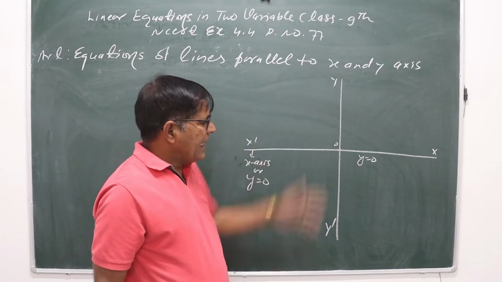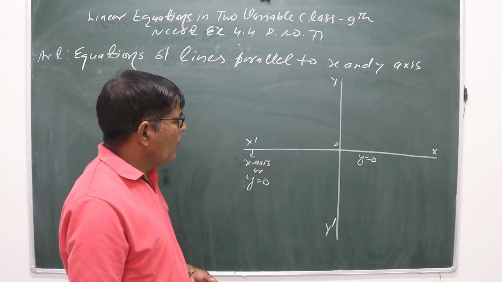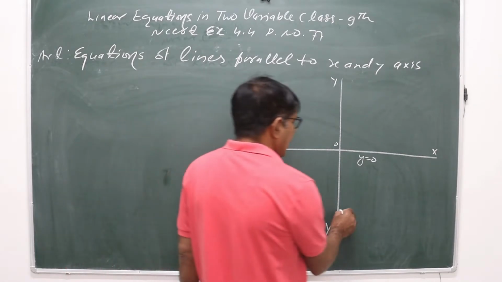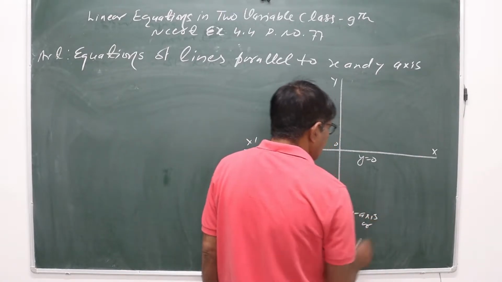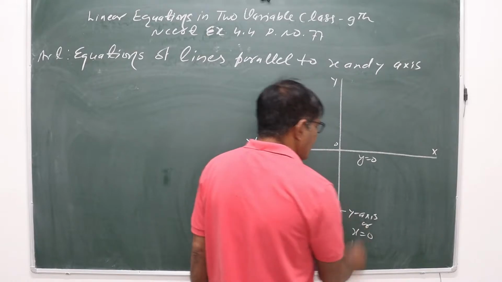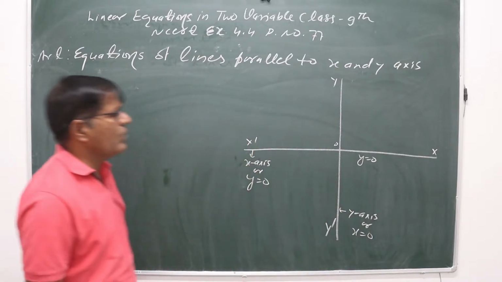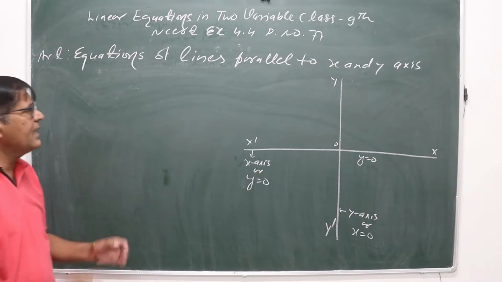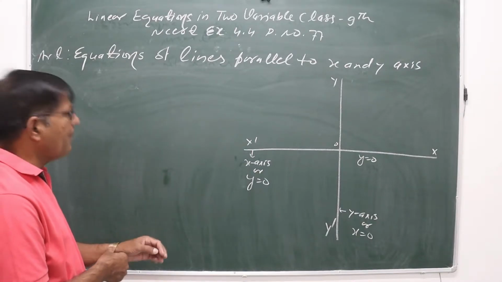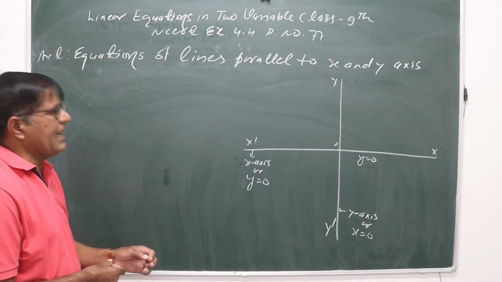And second, this vertical line, that is YOY', is known as the y-axis, and its equation is x equals 0, because if we take any point on the y-axis, then its x coordinate will always be 0. Now second, what is the equation of a line parallel to the x-axis?